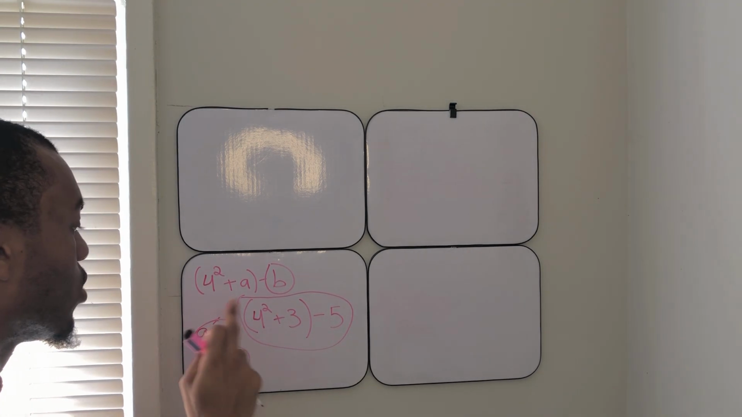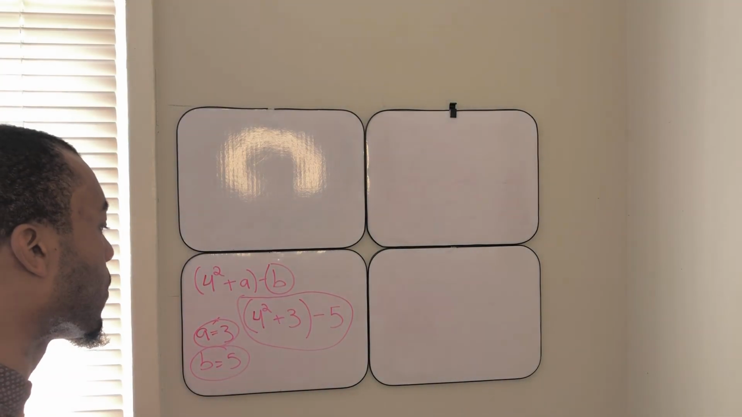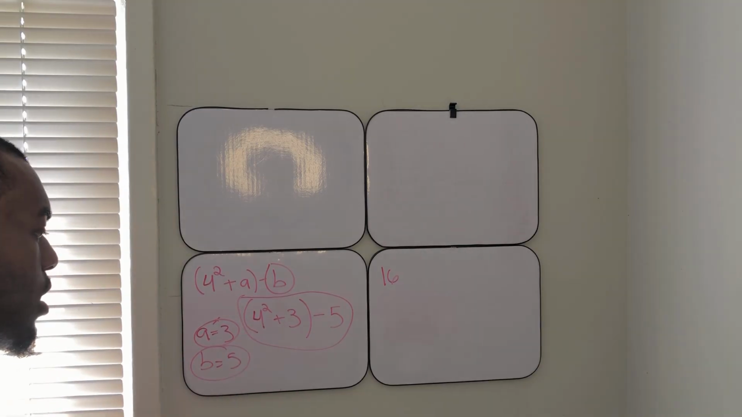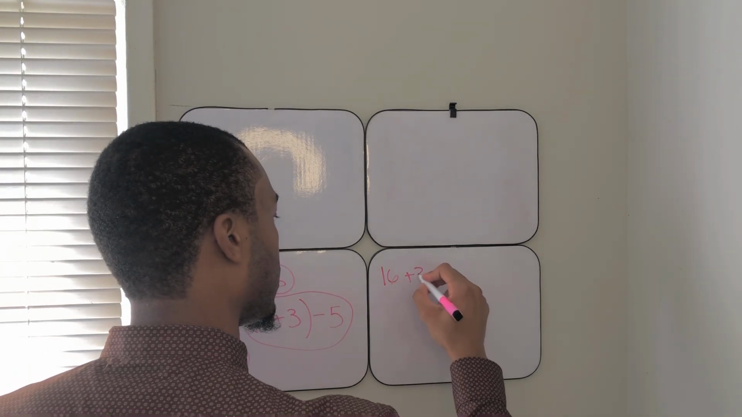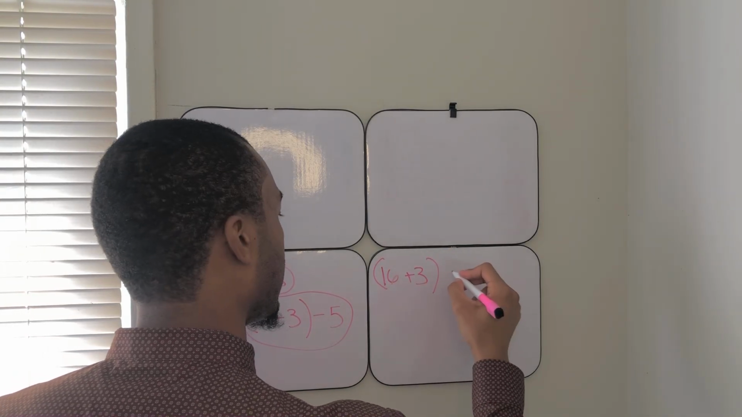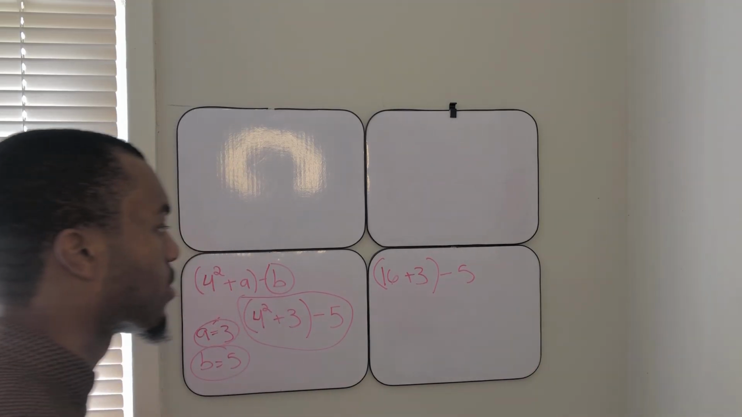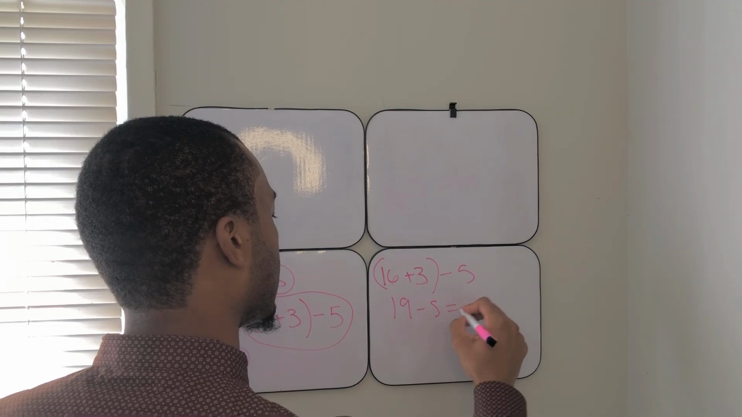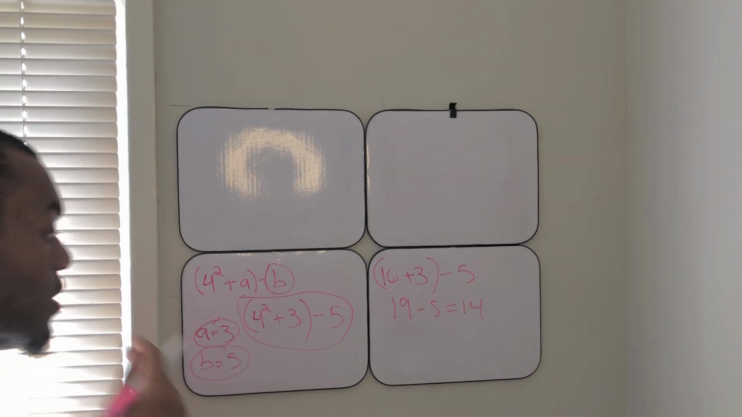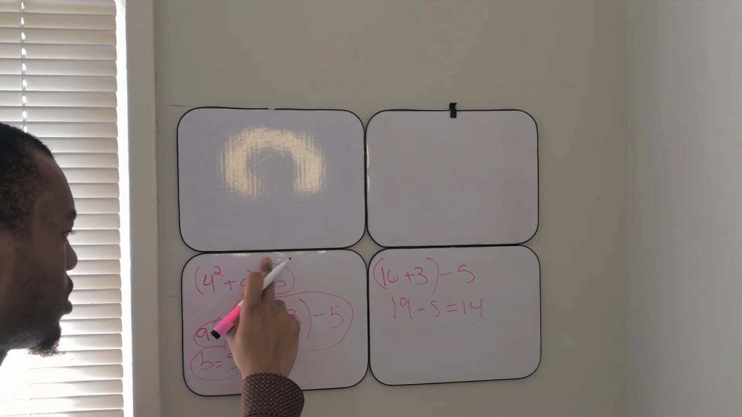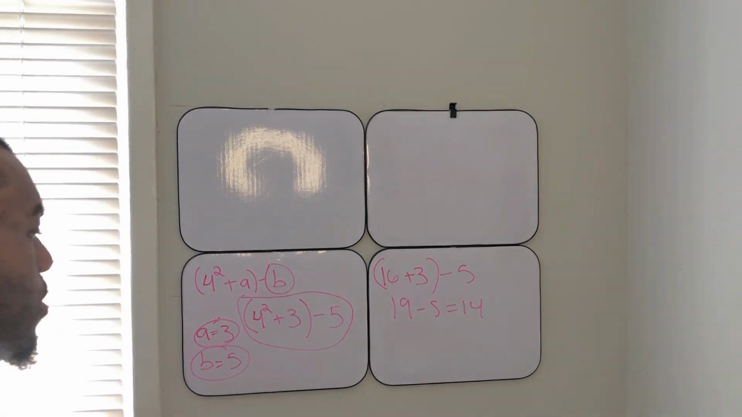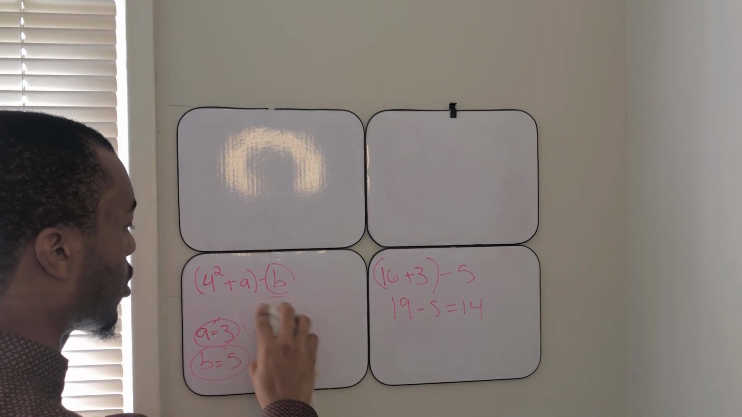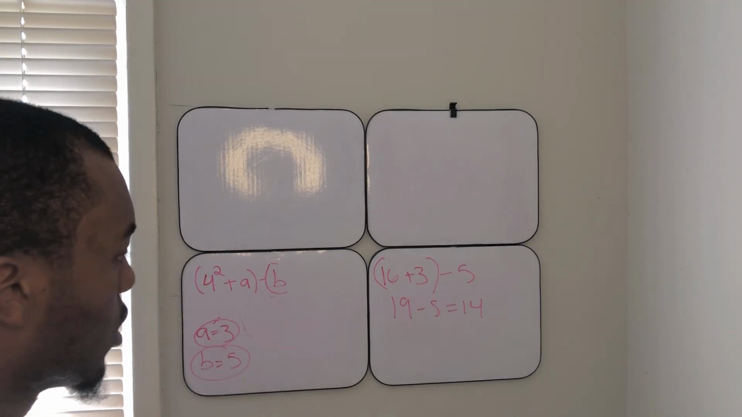And now we can work out some arithmetic with this. 4 squared is 16. 16 plus 3 is in the parentheses, and then we're going to subtract 5. 16 plus 3 is 19, minus 5, which is 14. So the answer to our original expression is 14. I'm going to put that up there just for the sake of being thorough.